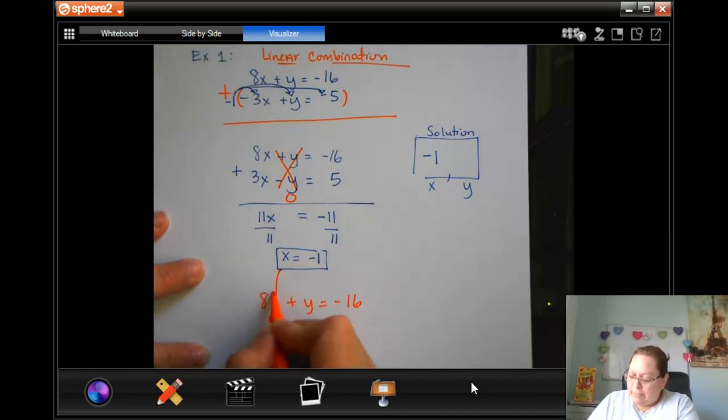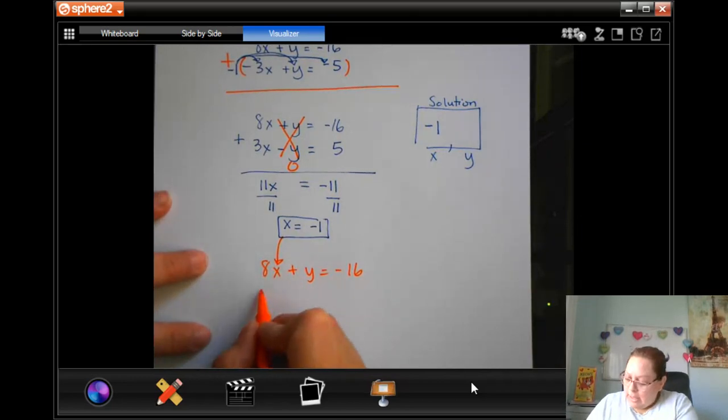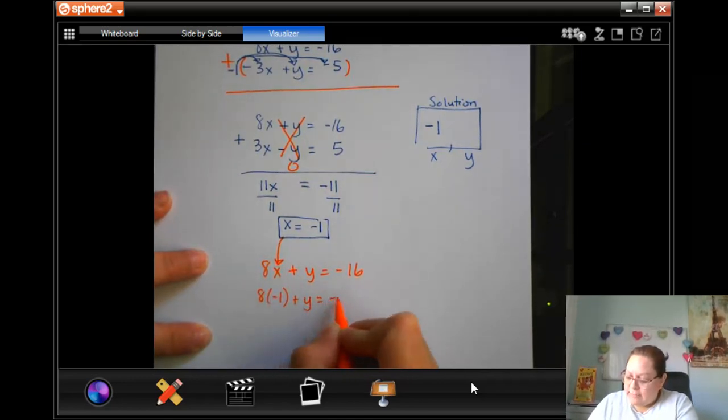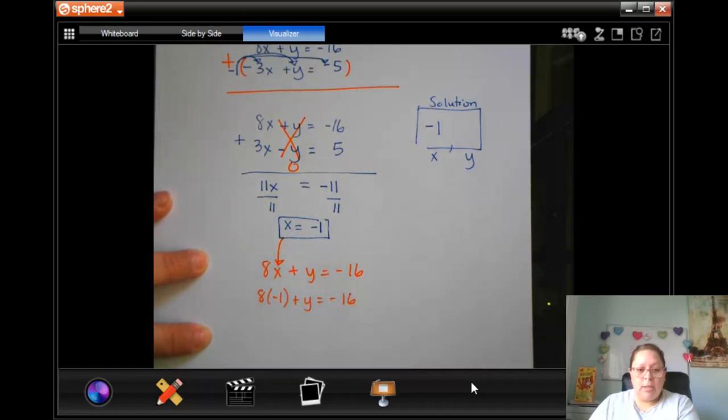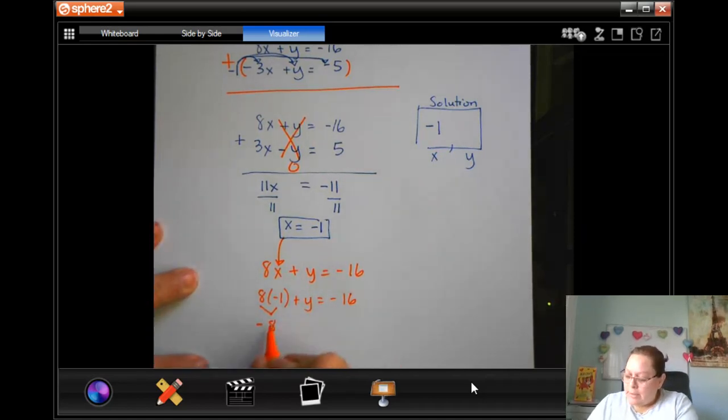Plug your x in right there. So now you get 8 times the -1 plus y equals -16. Multiply these two, you get -8, sorry, not x. -8 plus y equals -16.